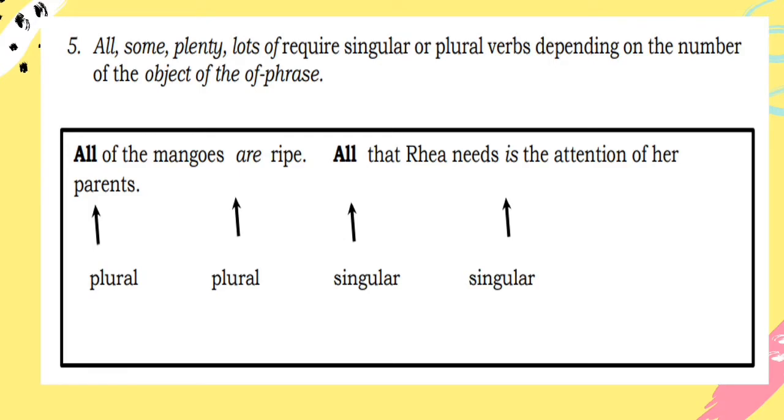Number 5. All, some, plenty, lots of require singular or plural verbs depending on the number of the object of the phrase. Let's see the examples. All of the mangoes are ripe. The object is mangoes. Mangoes, plural, so it requires a plural verb.